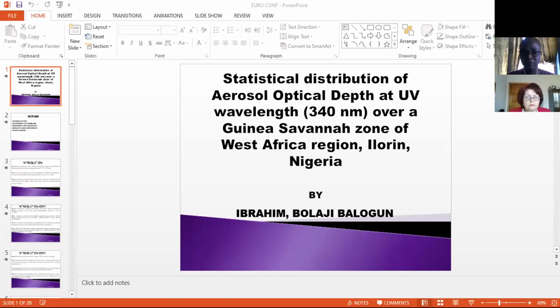Paper titled Statistical Distribution of Aerosol Optical Depth at UV Wavelength over a given savanna zone of West African region, Ilorin, Nigeria.